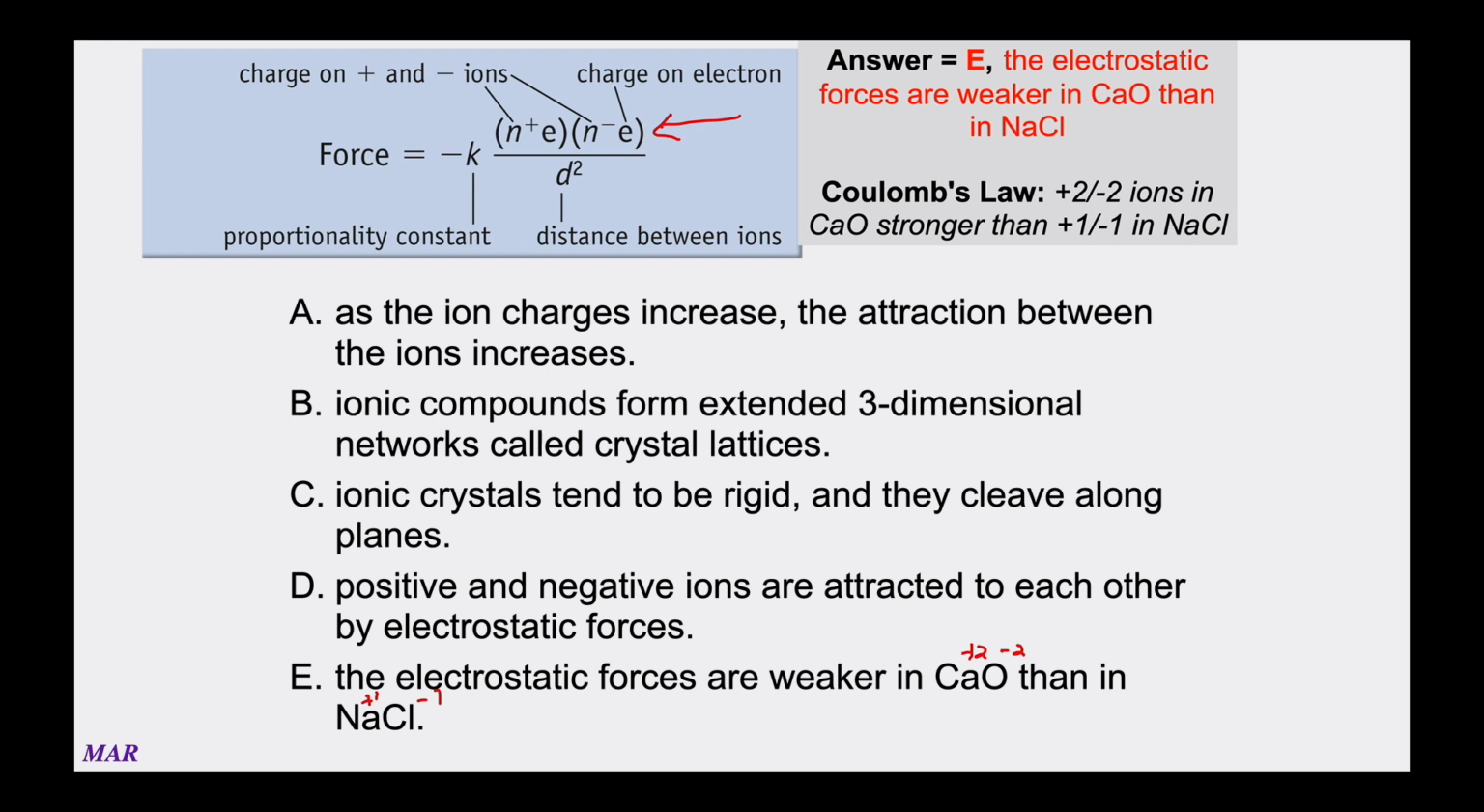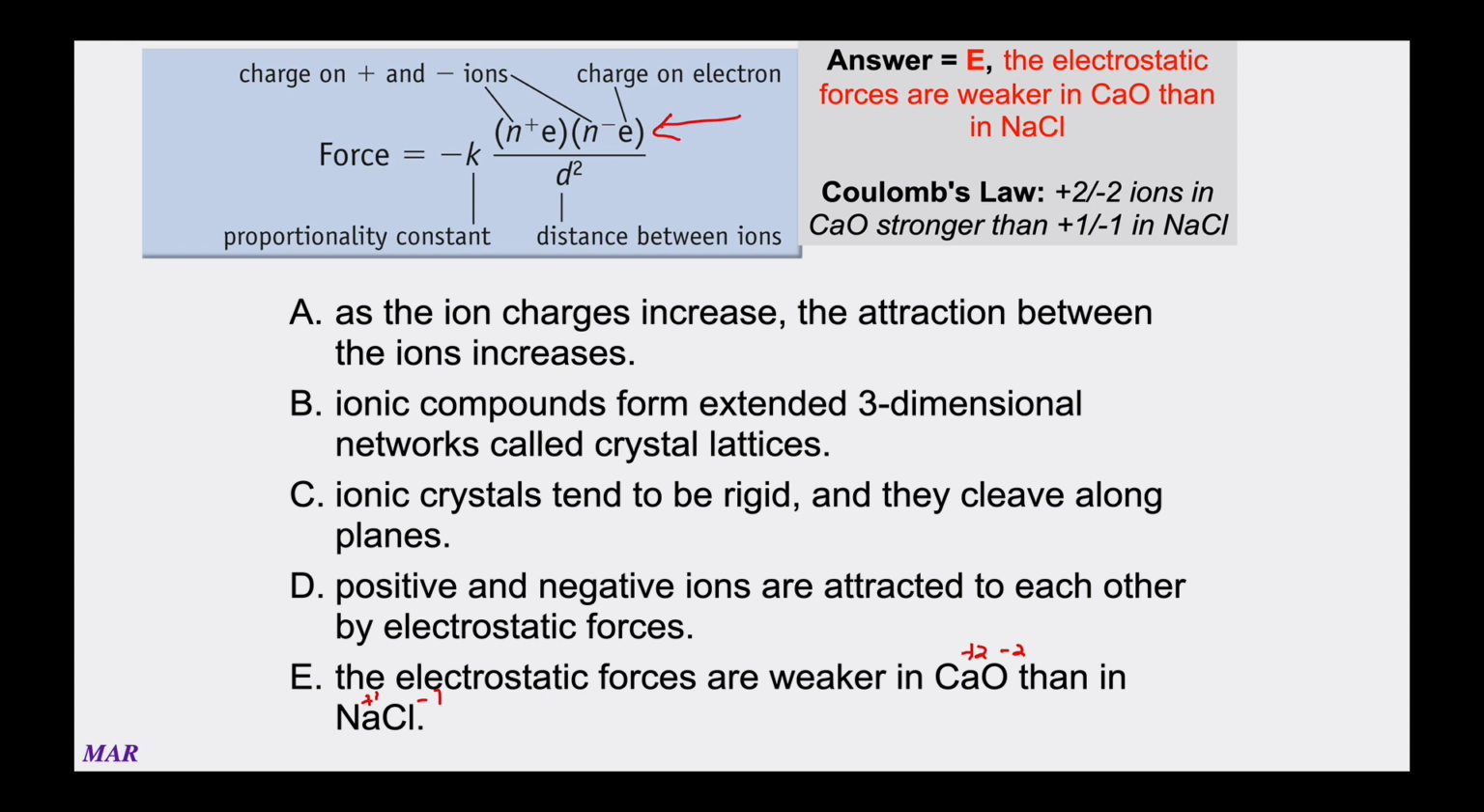The other part about Coulomb's law, which will be important more to us later than now, is that as the distance between the ions gets larger, the force goes down. So distance increases, the force goes down. These two examples are about the same, but later on we'll come back to how the distance can really make a big difference.